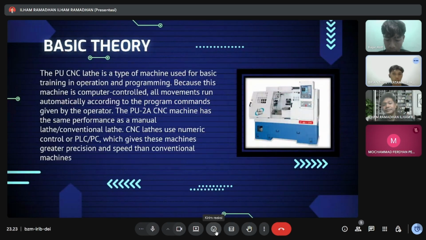For basic theory, the production unit CNC lathe is a type of machine used for basic training in operation and programming. Because this machine is computer controlled, all movements run automatically according to the program commands given by the operator. The production unit two-axis CNC machine has the same performance as a manual or conventional lathe. CNC lathes use numeric control or PLC or PC, which gives the machine greater precision and speed than conventional machines.